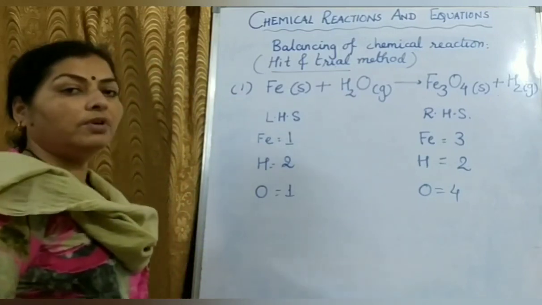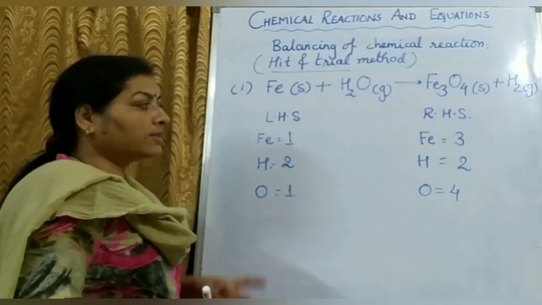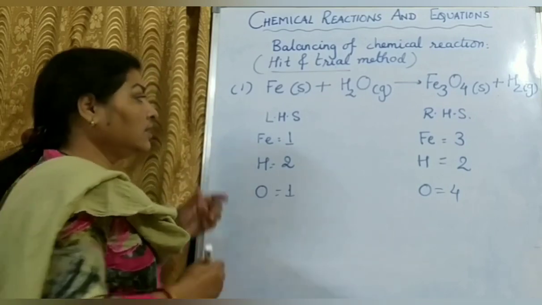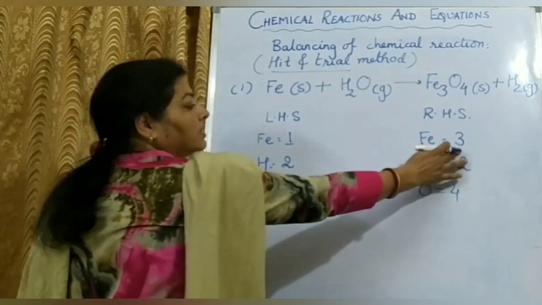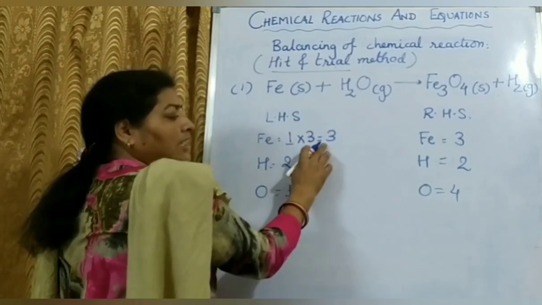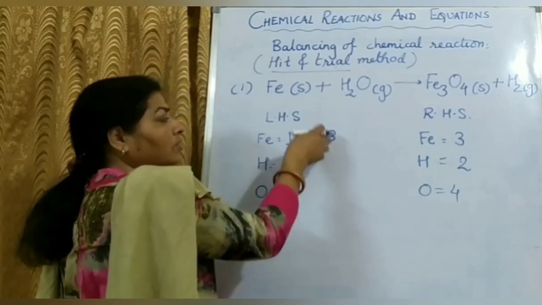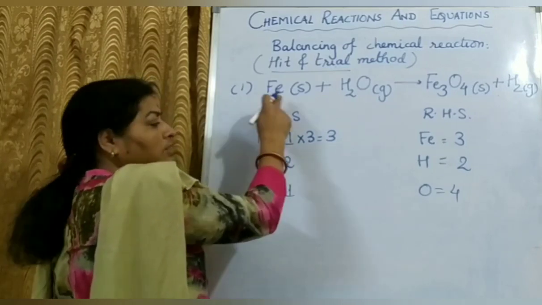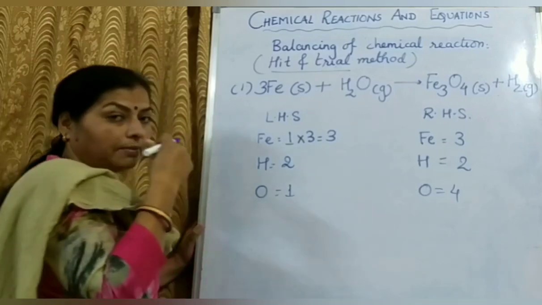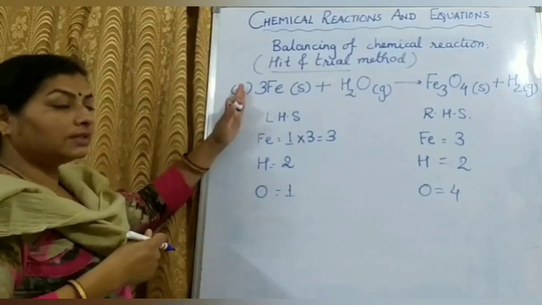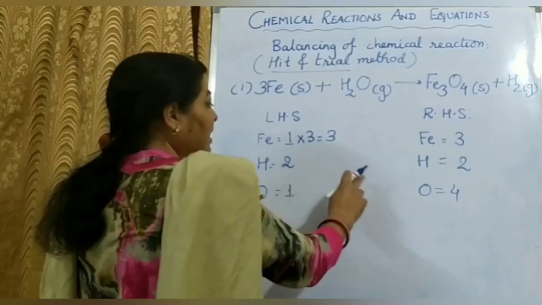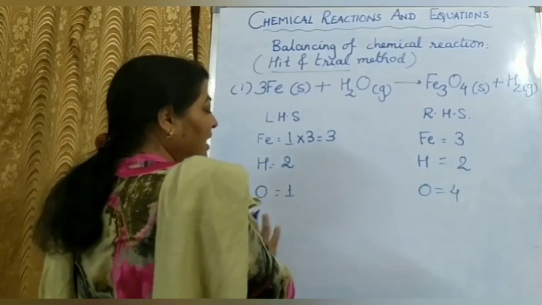So according to the rule, we should balance elements other than oxygen and hydrogen. The element other than oxygen and hydrogen is iron. So we will balance iron. Here it is 3, so we multiply here by 3. Now whatever change we got here, we have to reflect it in the chemical equation. So we have to write 3 before Fe. We can't write 3 as a subscript, but we have to write it before the formula, that is as a coefficient. Now the next element, hydrogen, is already balanced.